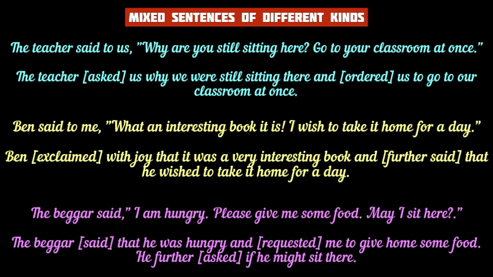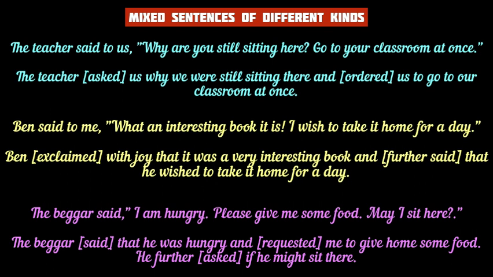In the next example also, there are two different kinds of sentences in the direct speech. "What an interesting book it is" is an exclamatory sentence, and the sentence "I wish to take it home for a day" is an assertive sentence. So in the indirect speech, we are using the reporting verb exclaimed for the exclamatory sentence and the expression "further said that" before the assertive sentence.